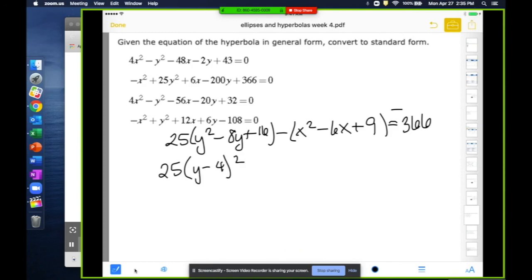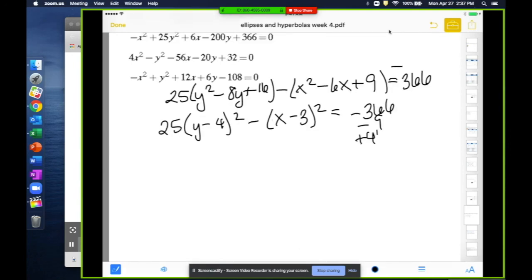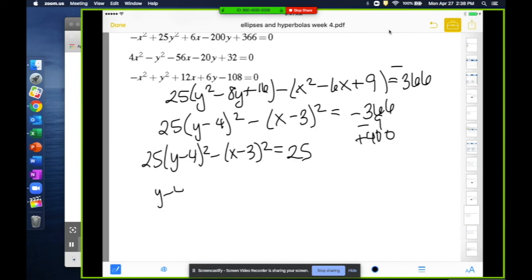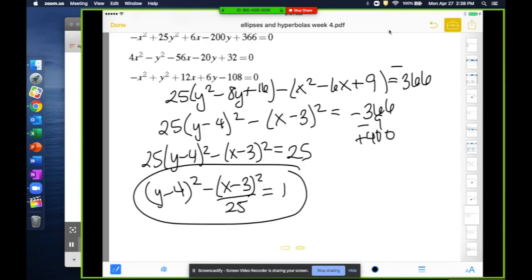So now I get 25 times (y minus 4) squared minus (x minus 3) squared equals, and then I'm going to take -336, and then 25 times 16 is going to get added under that, which is 400, and then the negative that I originally factored out with the 9 is where the -9 comes from. And then I'm going to bring that down and then combine -366 minus 9 plus 400, which is positive 25. Divide everything by 25. 25 divided by 25 leaves me with no denominator on the first term, a 25 in the second term, and then equals 1.